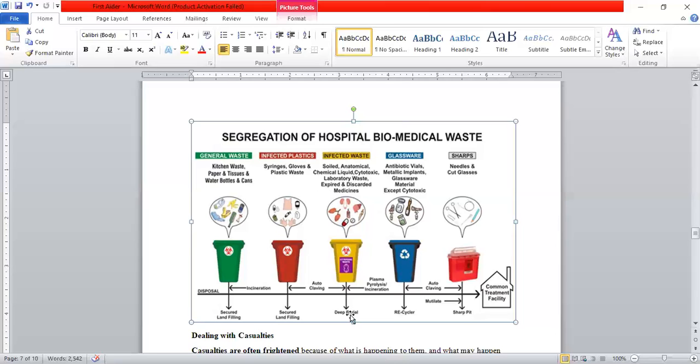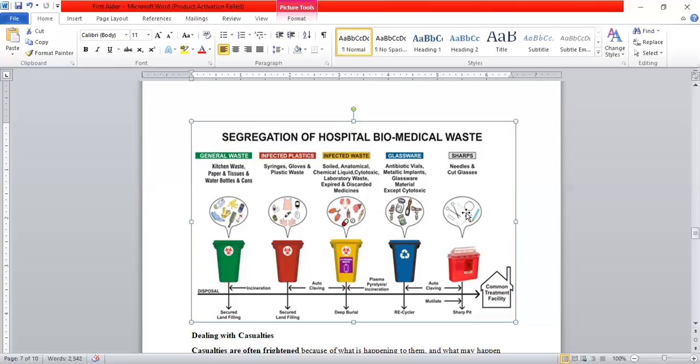These two wastes can be deep buried, or they can be secured in a landfill. And if it is infective waste, it can be autoclaved. Autoclaving means it will be burned to prevent any type of infection. Then we have a blue one, where you're supposed to put any glassware. Then the red one, like I was trying to explain, the red container.